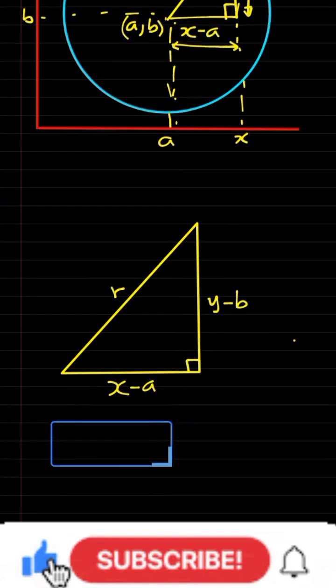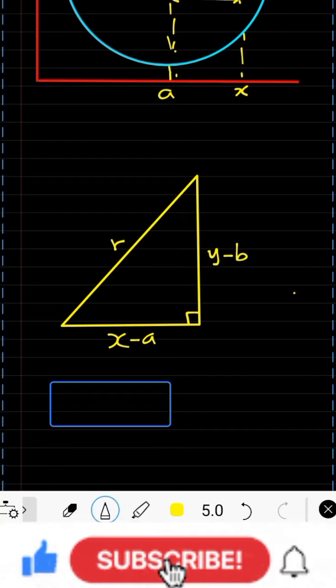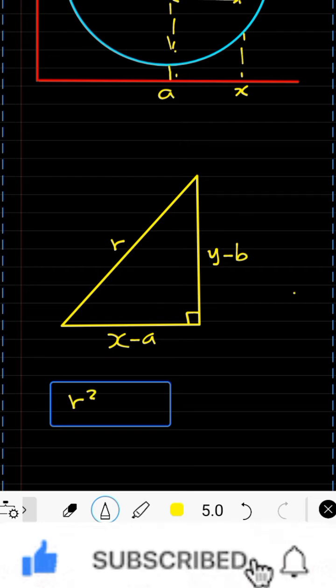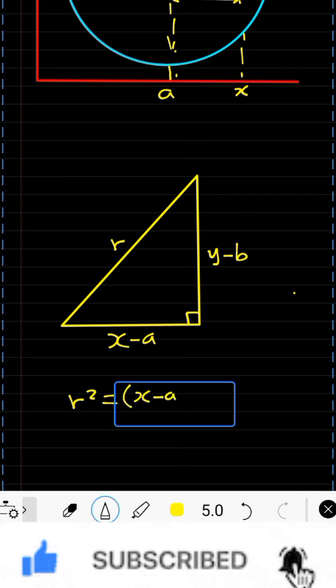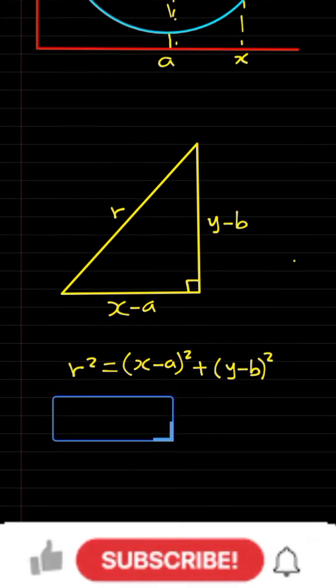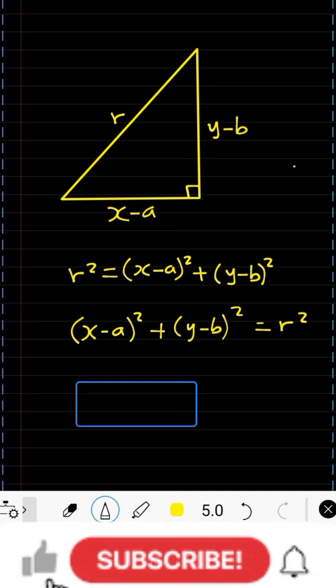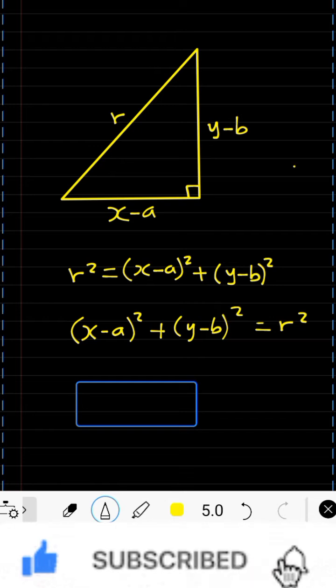So using our Pythagoras theorem, we have the square of the hypotenuse is equal to the sum of the squares of the other two sides. So the equation of a circle is in the form of what? X minus A squared plus Y minus B squared is equal to R squared.